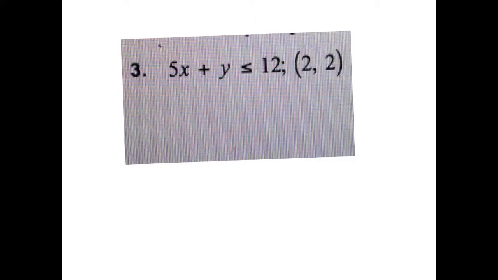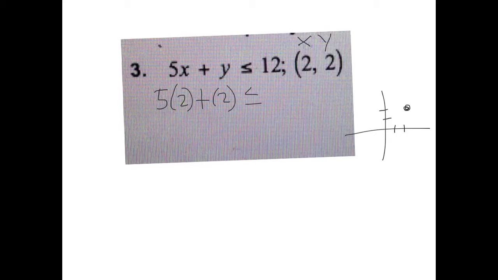Alright, so we learned two ways to do this. You could graph this in your graphing calculator and see if over 2, up 2, is in the shading or not. I don't have access to a calculator here, so we're going to do it the old school way. This is X and Y. So 5, plug in 2 there, plus plug in 2 there. And then we're trying to see, is that less than or equal to 12?